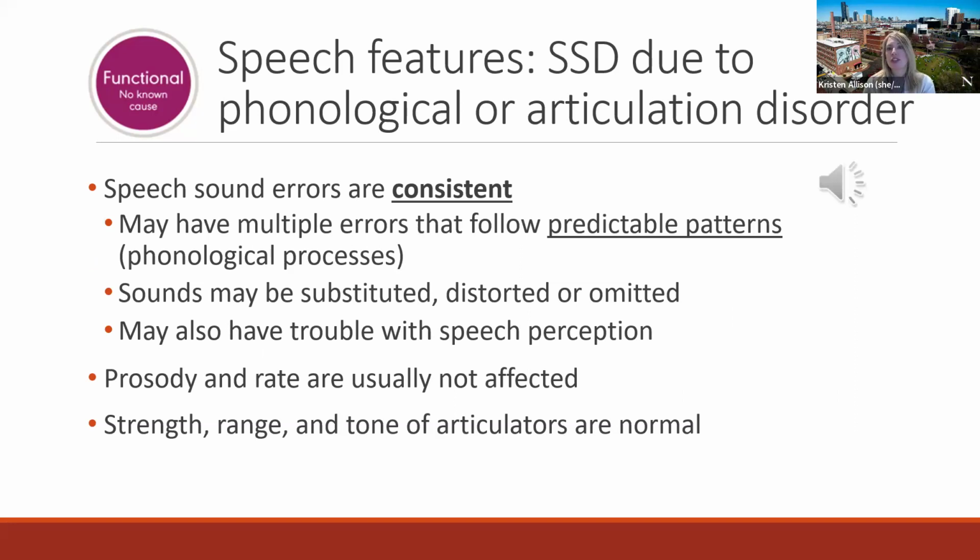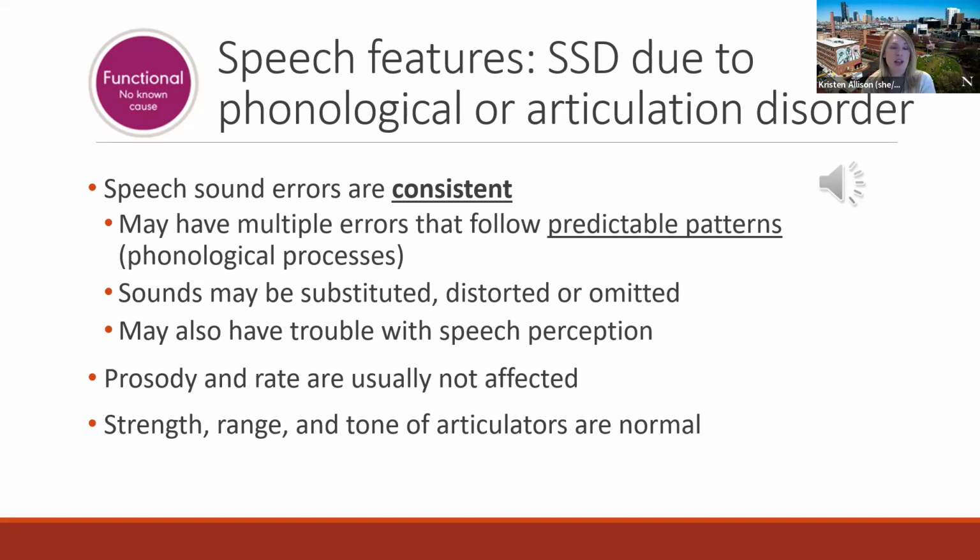So the speech characteristics that define phonological or articulation disorders are, first, that errors tend to be consistent. Children might have multiple sound errors, but they follow predictable patterns. Some of these patterns can be described as phonological processes. An example would be a child who consistently produces K and G sounds as T's or D's, said like "tat" for cat or "doat" for goat.